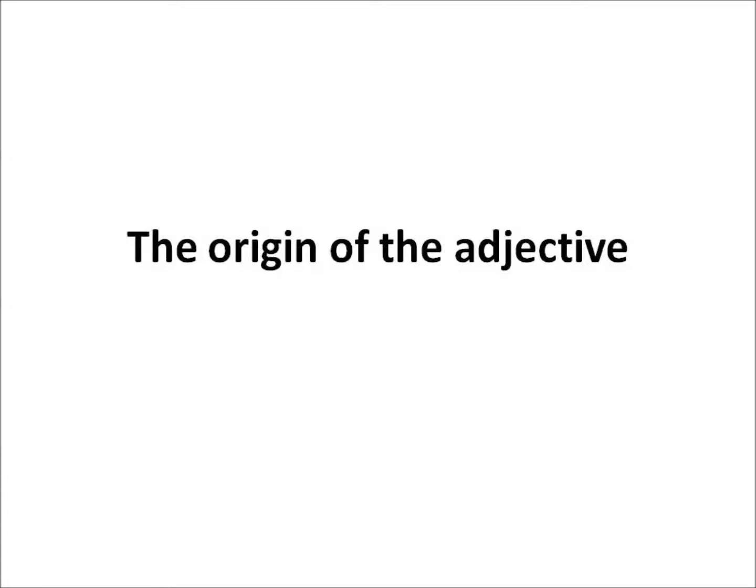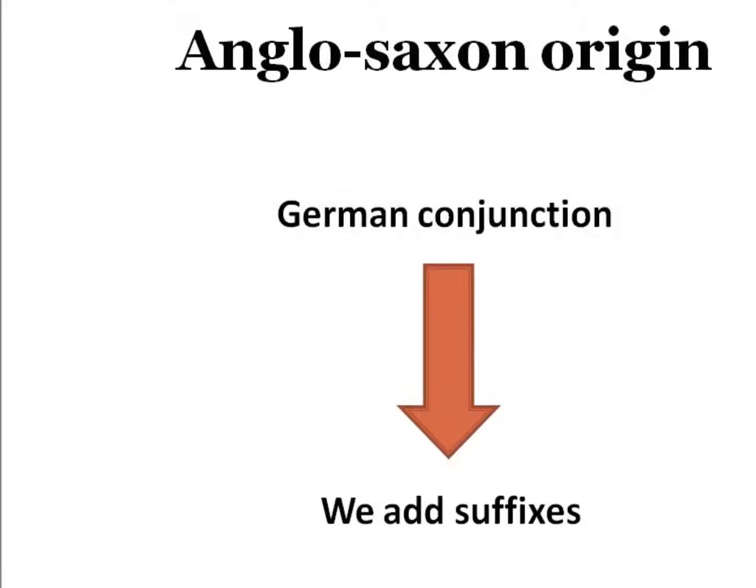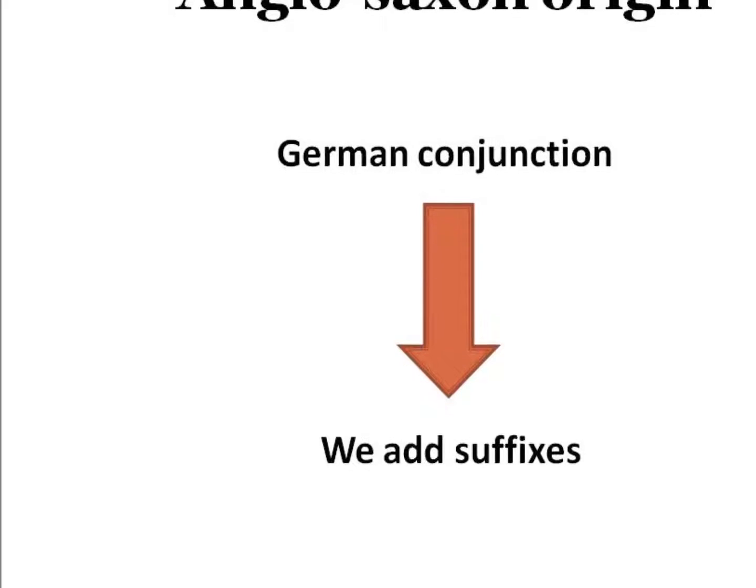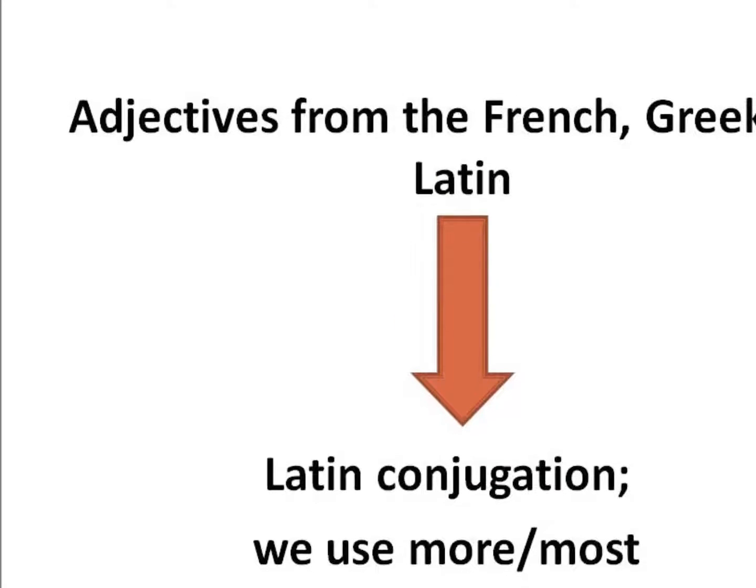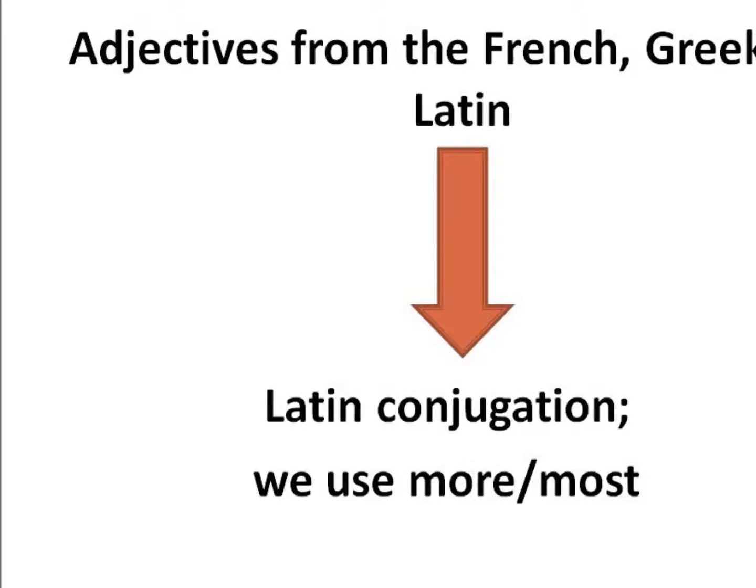So how come these words do not form like other two-syllable adjectives? The answer is that the formation of the degrees of an adjective depends on the linguistic origin of the word. So when a word comes from Anglo-Saxon, its conjugation is Germanic, the simpler enhancement by adding the suffixes. When a word originates from the French, Greek, or Latin language, the Latin conjugation with the words more and most is used. Besides, there are also some adjectives that cannot be enhanced.